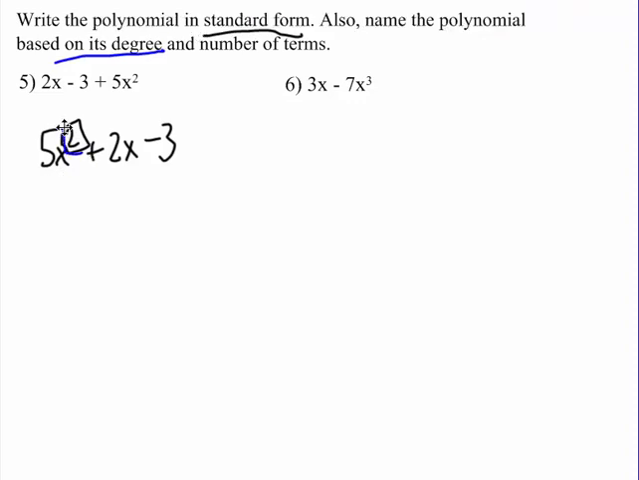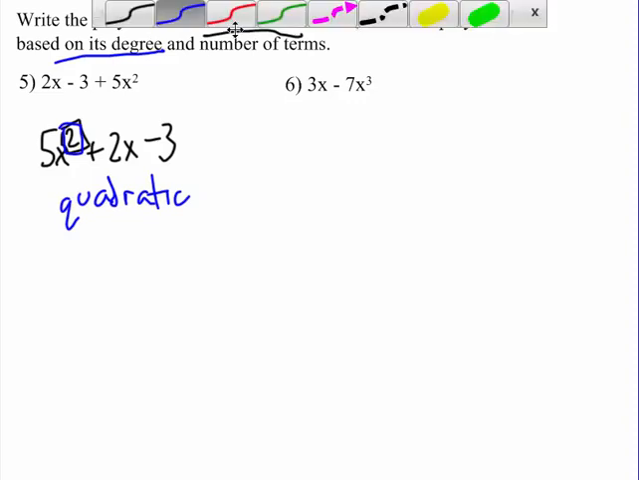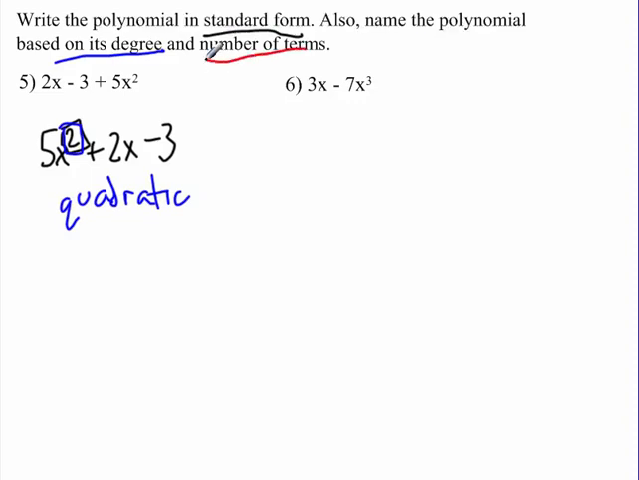Here we go. Alright, so that makes this a quadratic if you look at your chart. This is a quadratic. Okay? And then finally, we want to name it by the number of terms. Well, there's 1, 2, 3, so that makes it a trinomial. Okay, I'll walk you through this next one too.